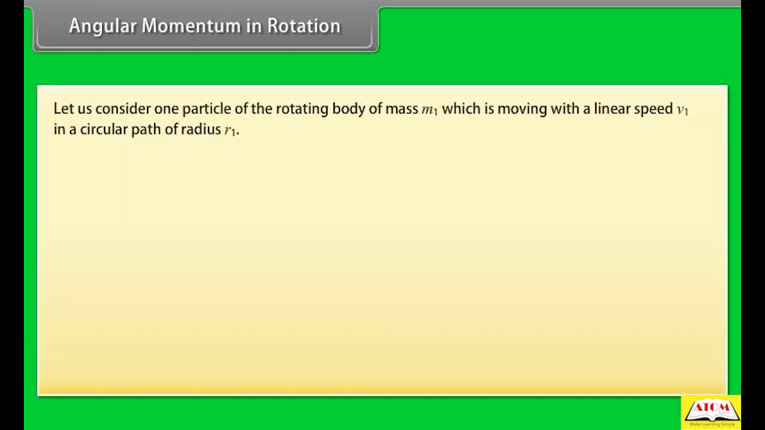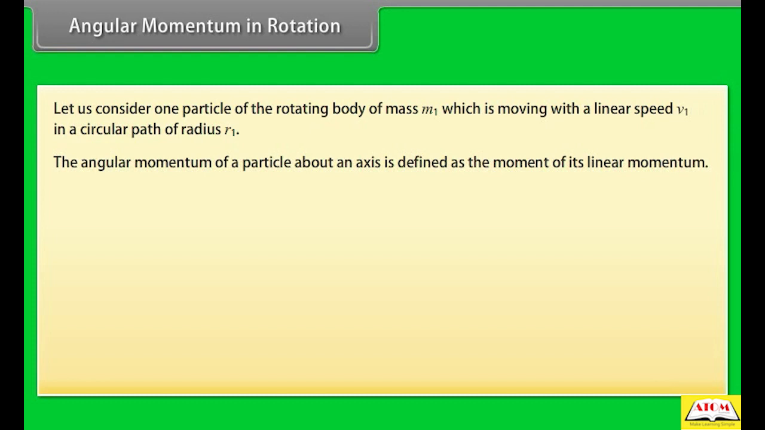Angular momentum in rotation. Let us consider one particle of the rotating body of mass m1, which is moving with a linear speed v1 in a circular path of radius r1. The angular momentum of a particle about an axis is defined as the moment of its linear momentum. Hence, the angular momentum of particle P1 is given by L1 is equal to m1 r1 square omega.